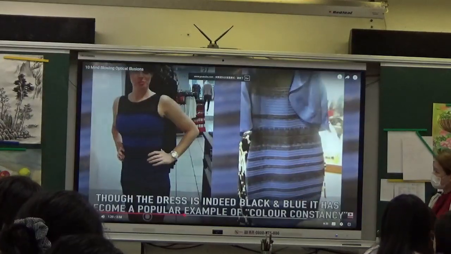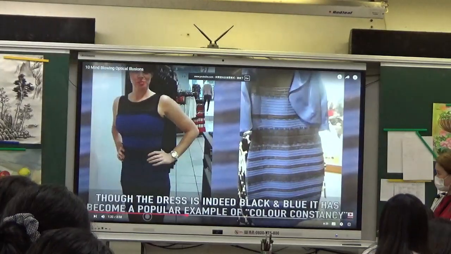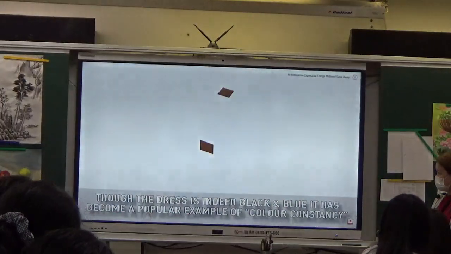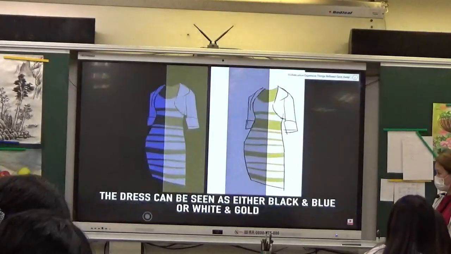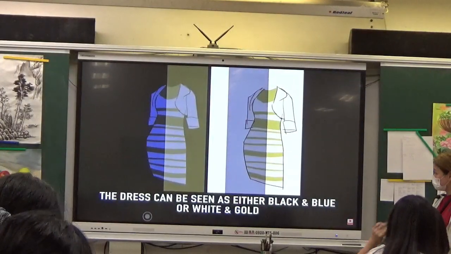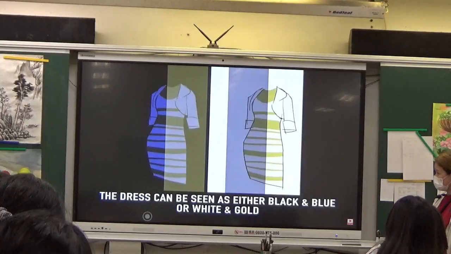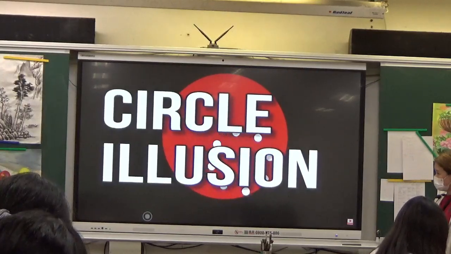Though the dress is indeed black and blue, it has become a popular example of color constancy. Depending on individual perception, as well as current room lighting, the dress can be seen as either black and blue or white and gold.